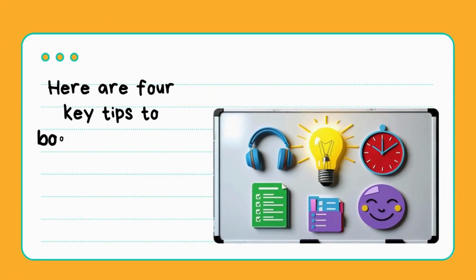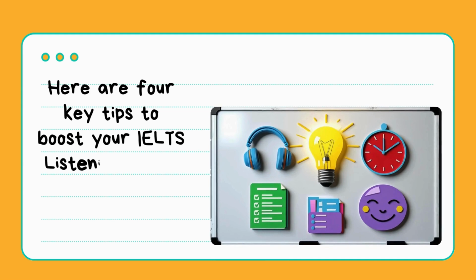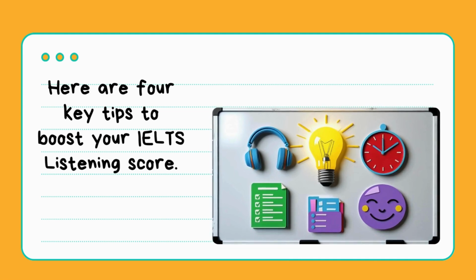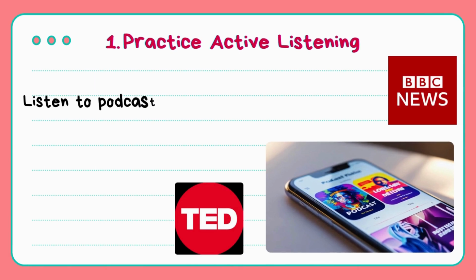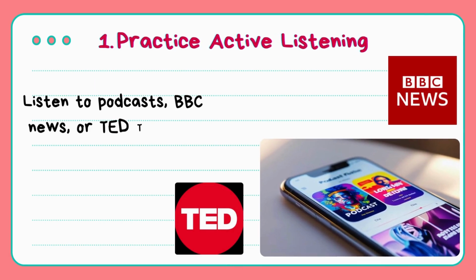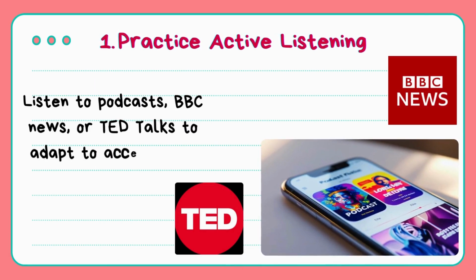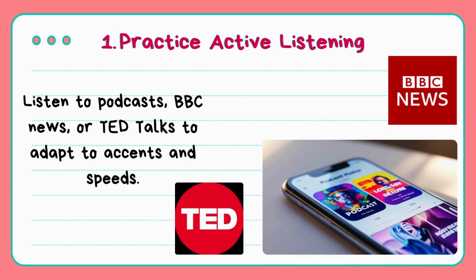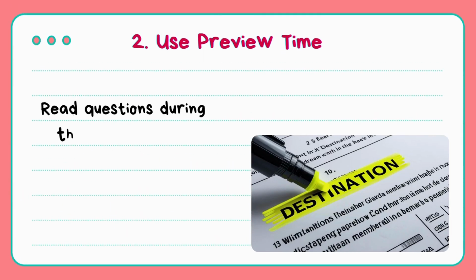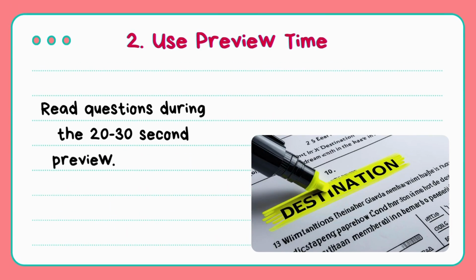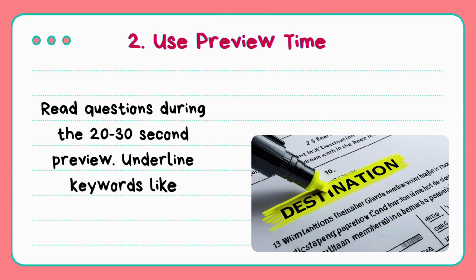Here are 4 key tips to boost your IELTS listening score. Firstly, practice active listening. Listen to podcasts, BBC News, or TED Talks to adapt to accents and speeds. Secondly, use preview time. Read questions during the 20 to 30-second preview. Underline keywords like destination to focus.